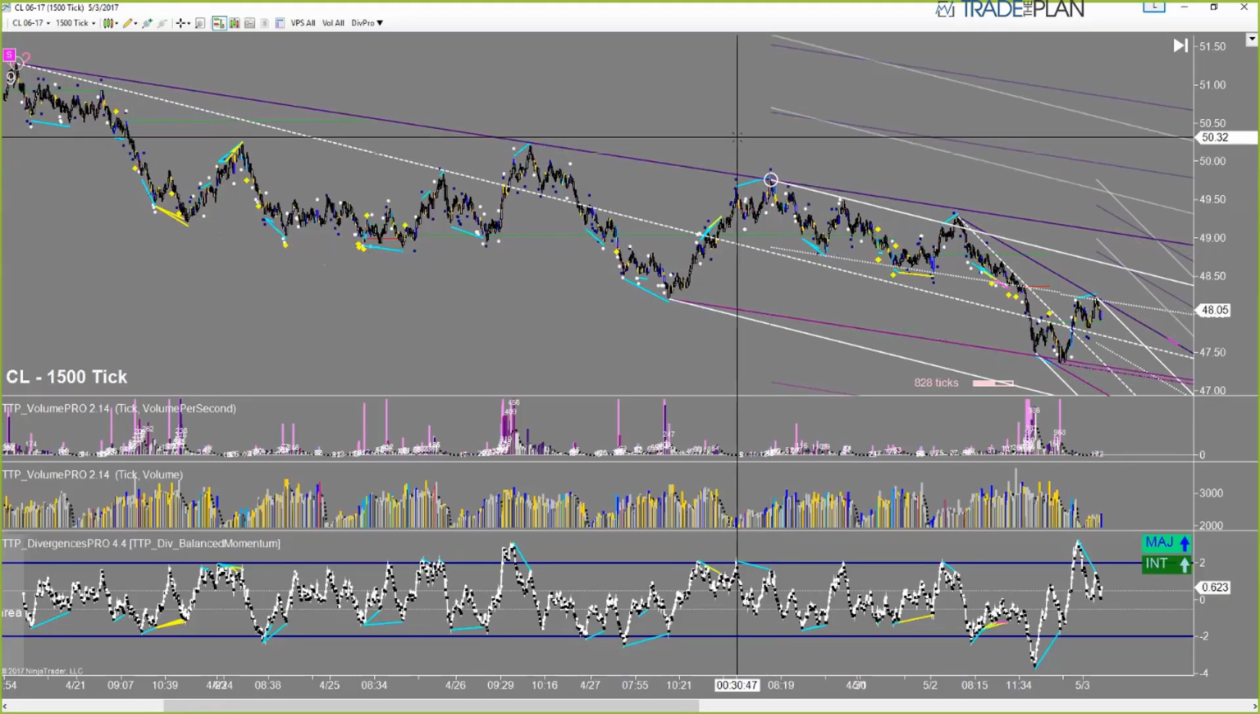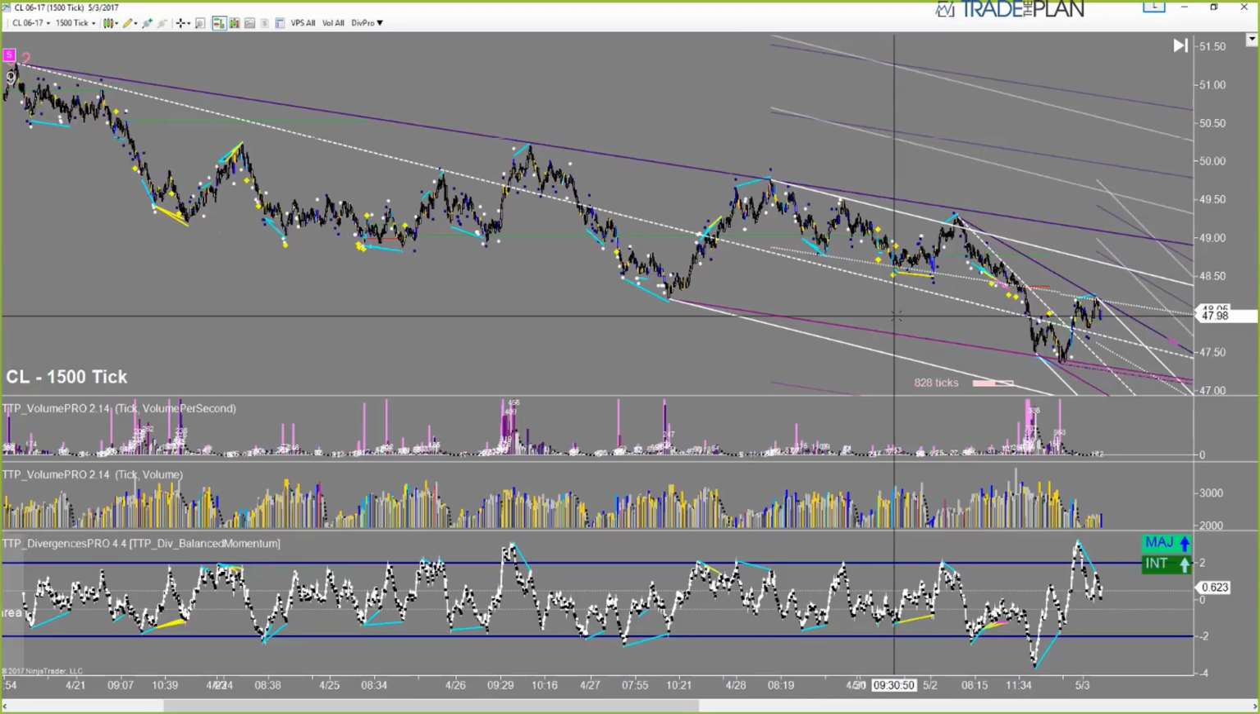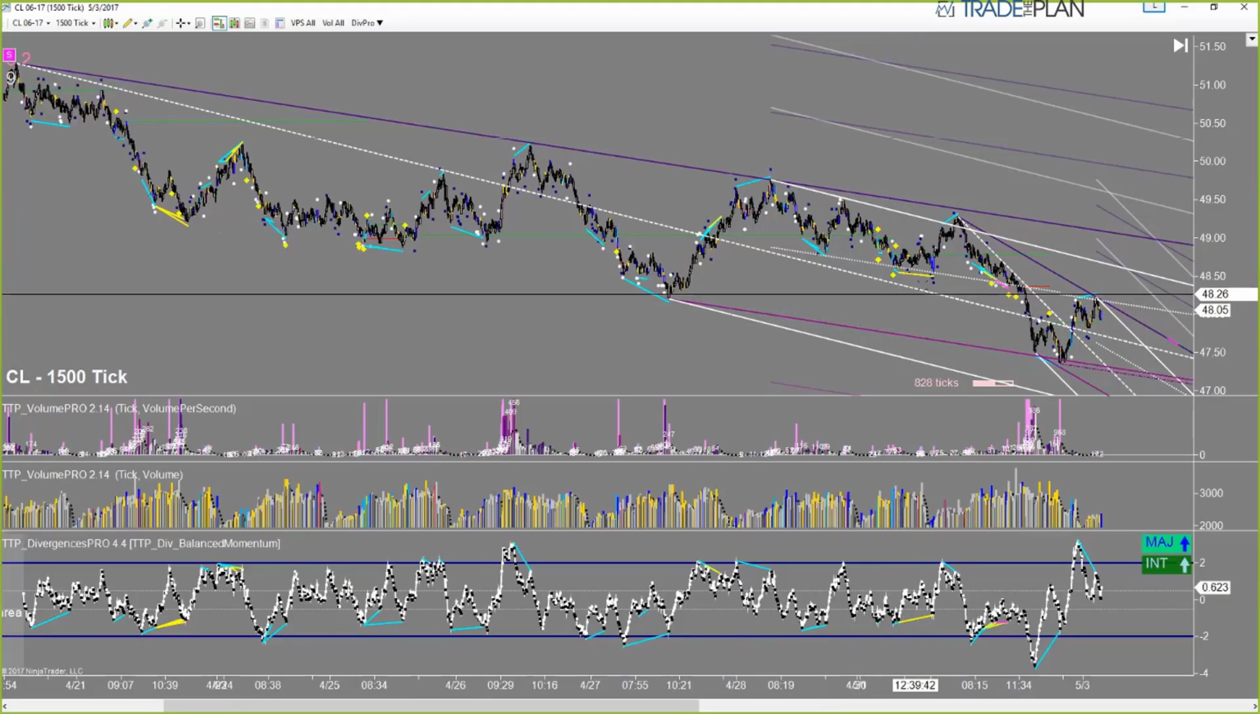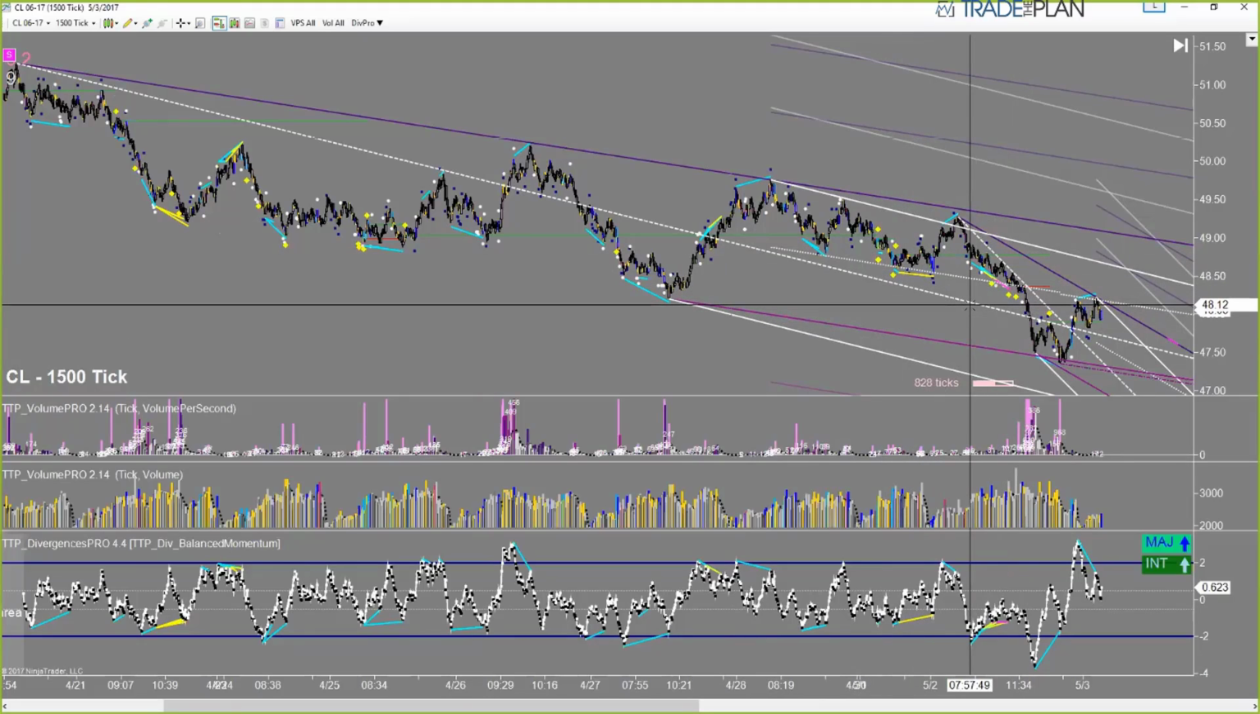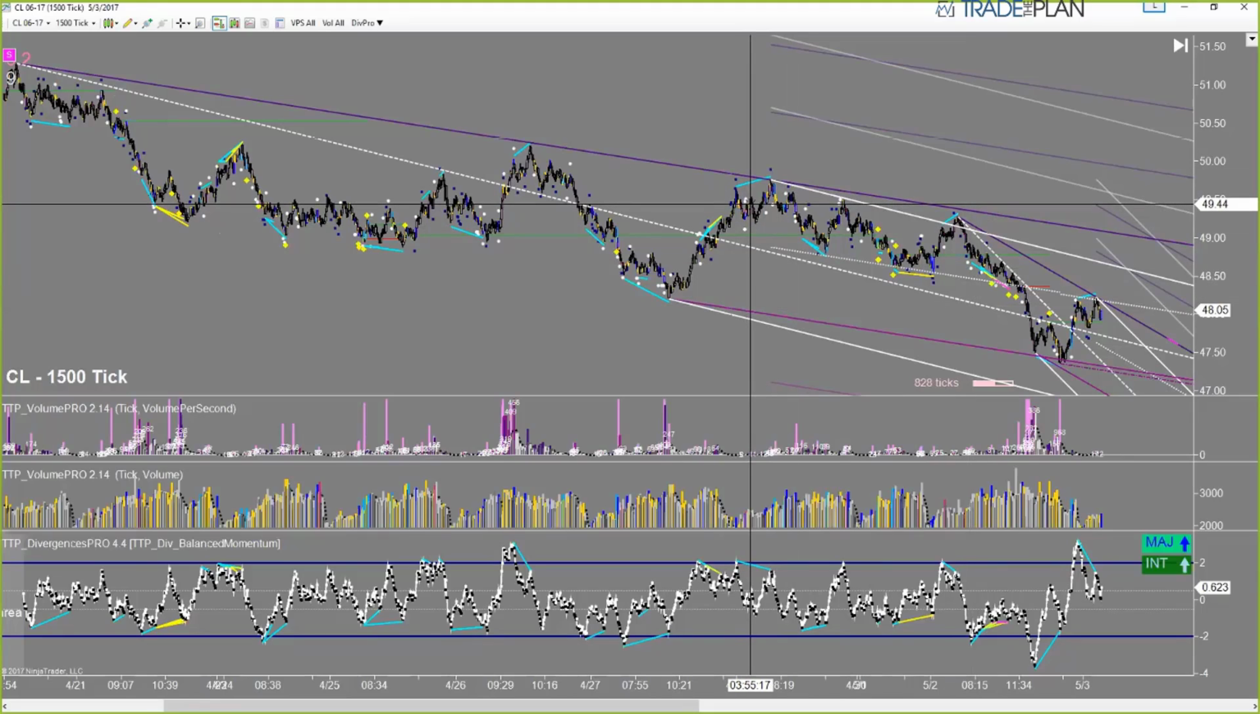So see, these are the things we can't do automated, right? We will be able to do some of this stuff inside of Bloodhound and Blackbird. Well, we'll be able to do a lot of it, but we won't be able to apply the channels automatically. We still have to do that manually.